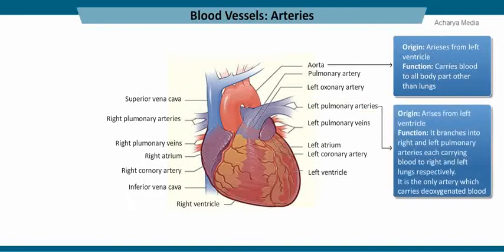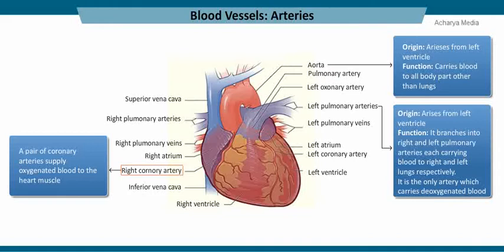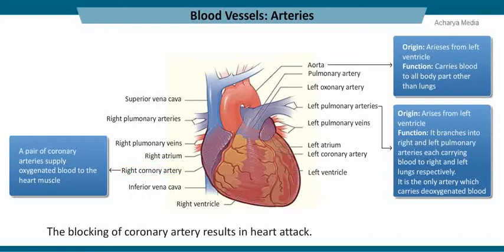The pulmonary aorta arises from the right ventricle. It branches outside the heart into right and left pulmonary arteries which carry blood to right and left lungs respectively. It is the only artery which carries deoxygenated blood to the lungs for purification. There is a pair of coronary arteries that supply oxygenated blood to the heart muscle. The blocking of coronary artery results in a heart attack.